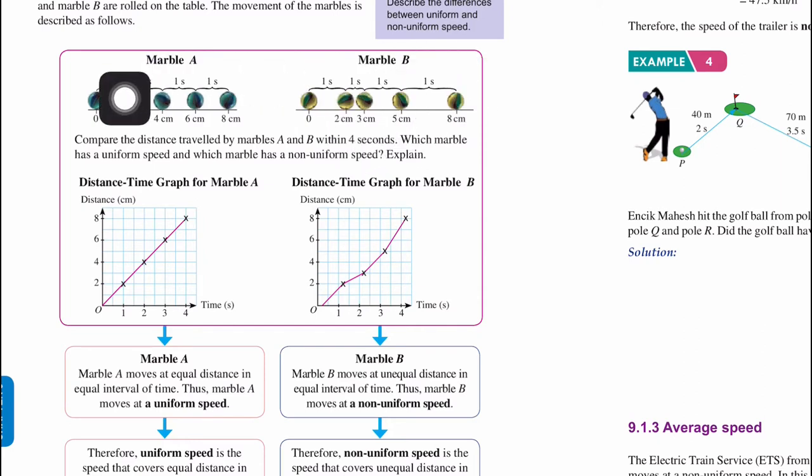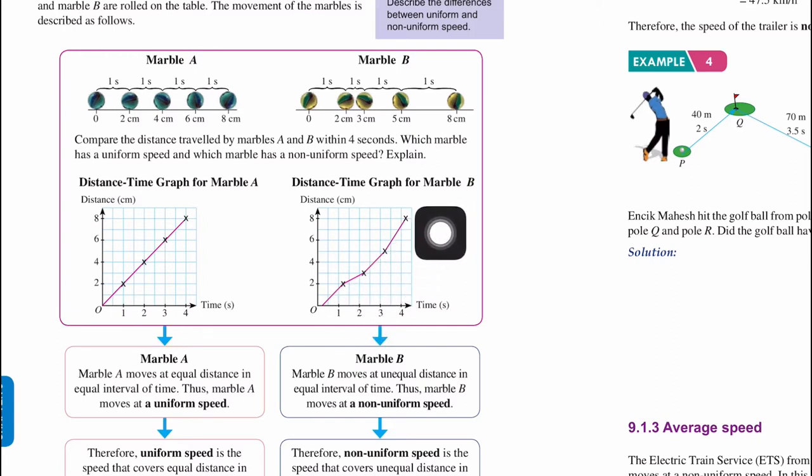When you plot it on the graph, for marble A, you can see a straight line. It will form a straight line. While for marble B, when you plot it on the graph, you will get this type of graph. Something yang tak lurus. Bengkang bengkok.